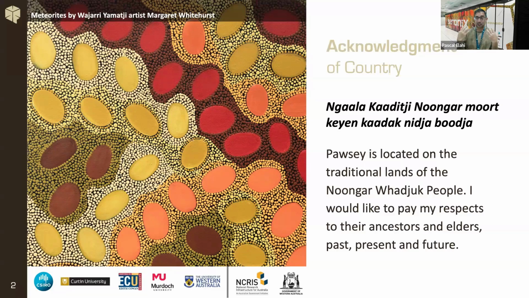And actually, we have a strong connection to the First Nations people of the area. This in the slide is a painting of meteorites as seen by a Wadjarri Yamaji person up in the northern area of Western Australia. And it actually sits on the supercomputer that sits in the background. So this is the Setonix supercomputer of the Pawsey Supercomputing Centre. We've got the artwork there.